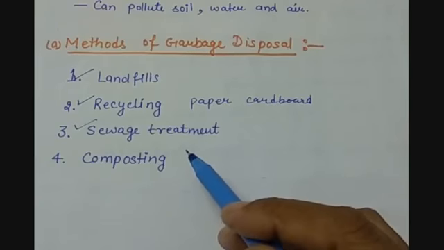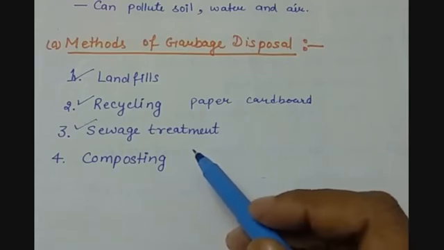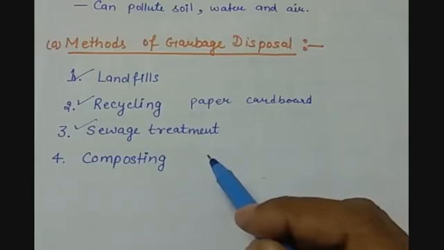So by digging a pit in the garden or using earthen pots, we can keep them. By keeping them in the soil for some time, they can be converted into compost.